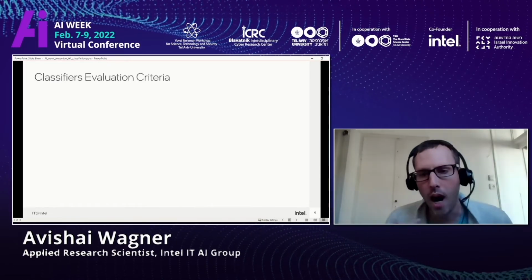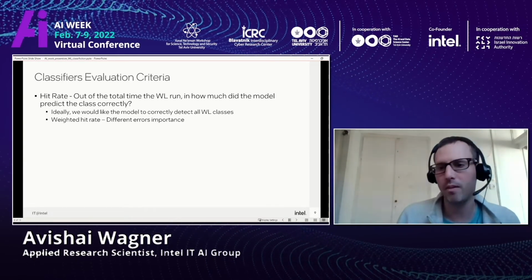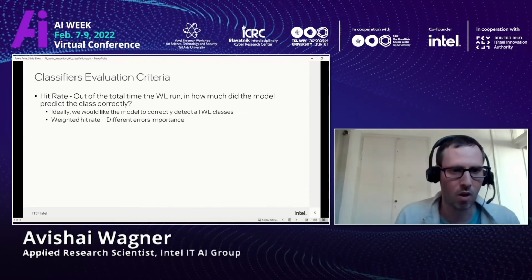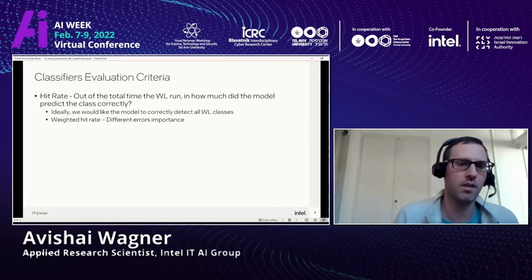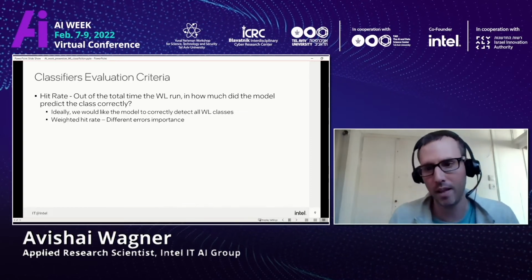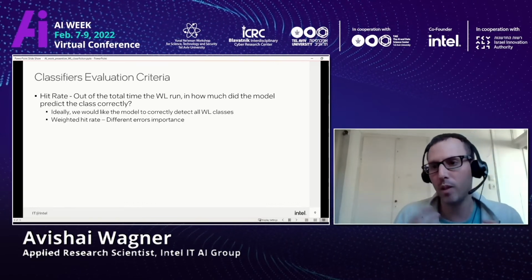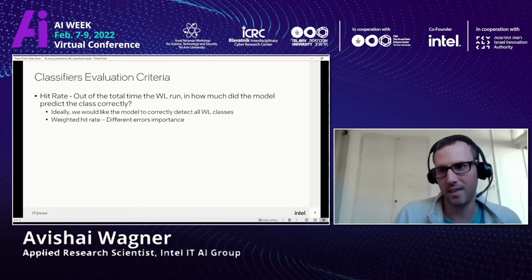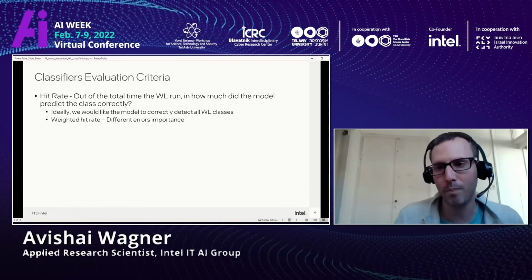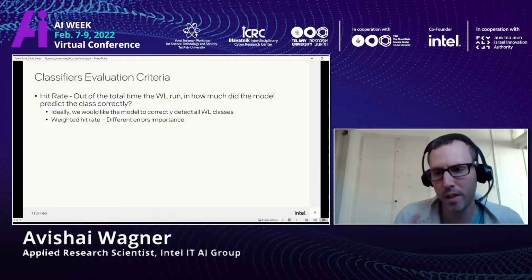Okay, so how do we actually evaluate our model? The first and most basic metric is hit rate, or accuracy. Of course, we want the accuracy to be as high as possible compared to our labels. But to notice is that different errors matter. If the real workload is idle and my model predicted battery life, it's not that good, but it's fine. But if my model predicted bursty, the damage to the real performance can be really, really high.